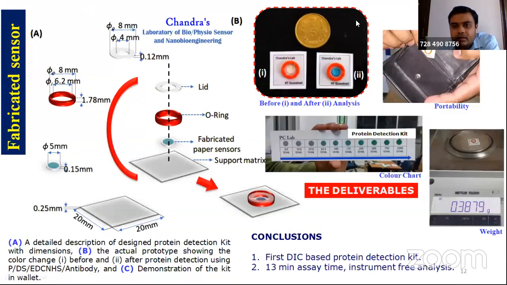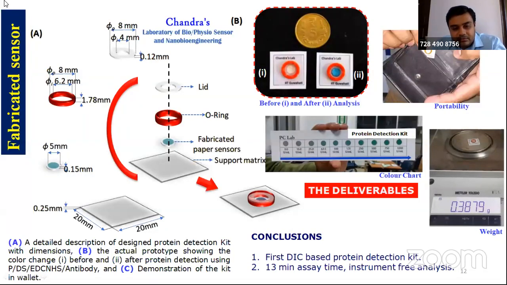It is less than a 5 rupee coin. You can see the final strip. This one, protein detection kit, and the size you can see. You can put it in your wallet also. And the weight of the whole device is 0.38 grams. Right. So this is very much interesting. And the conclusion of this one is it's the first DIC-based protein detection kit, and it merely takes 30 minutes for the whole analysis, and it doesn't require any instrument for a qualitative assay.